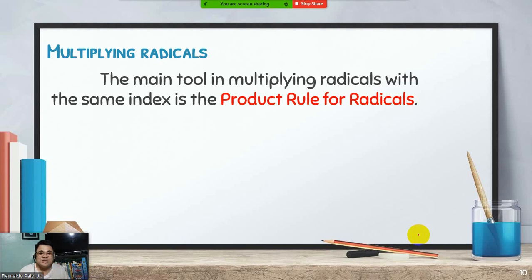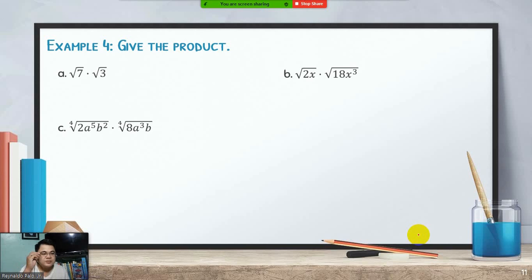Next, let's have multiplying radicals. The main tool in multiplying radicals with the same index is the product rule for radicals that we have discussed in the previous video. Alright? Now, let's have example 4. Give the product. So, by applying product rule, of course, square root of 7 times square root of 3 is square root of 7 times 3. And 7 times 3 is 21. So, therefore, our answer here is square root of 21. We cannot anymore factor 21 other than 1 and itself. Alright? So, therefore, this will serve as your final product or answer.